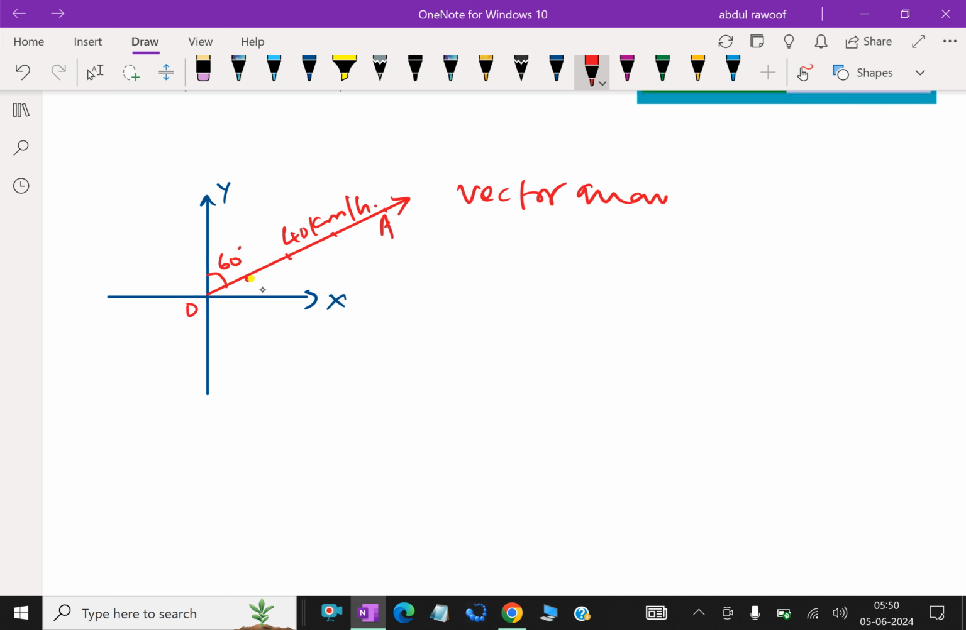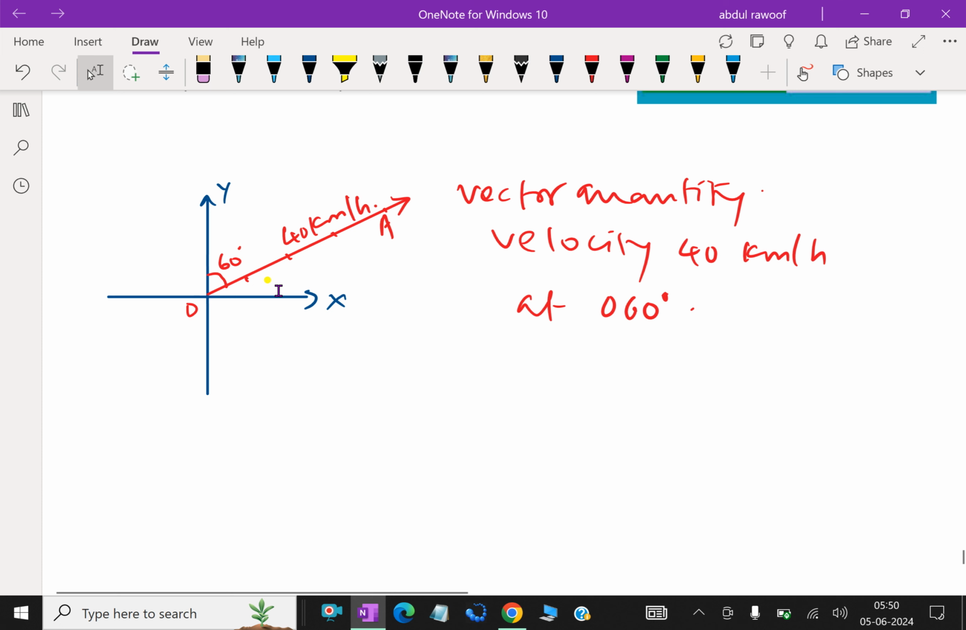A vector quantity, that means velocity: velocity of 40 kilometers per hour at 60 degrees. Now, this is a vector quantity. Suppose we are not considering a particular direction, it may move anywhere. Then it is a scalar quantity, but here it's a vector quantity.